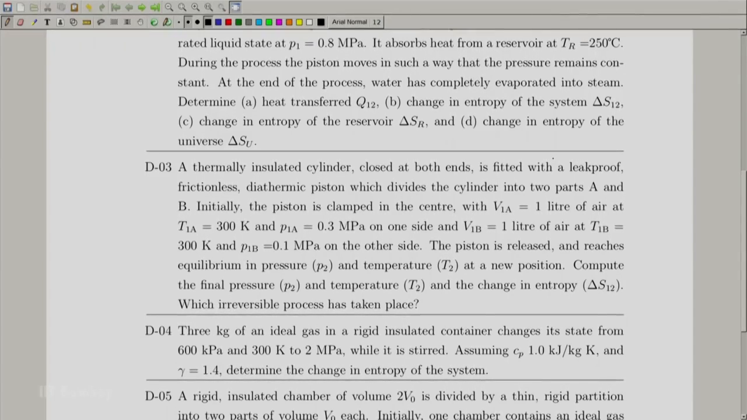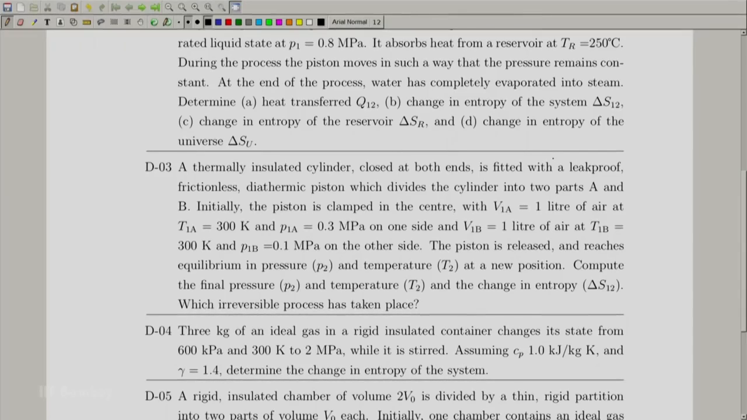Initially the piston is clamped in the center, so the volumes of the two parts are the same, 1 liter as well as 1 liter, V1A and V1B, and the states of one side and the other side are given. Air is the fluid. Notice that the two sides have the same temperature, 300 Kelvin, but there is a pressure difference. Side A has a pressure of 0.3 megapascal, side B has a pressure of 0.1 megapascal.